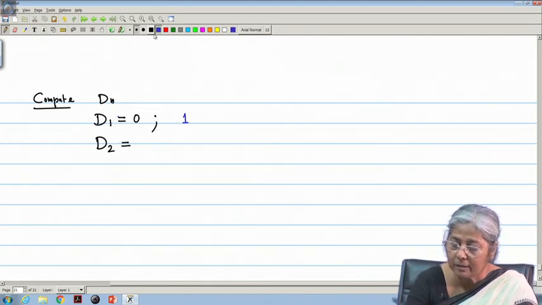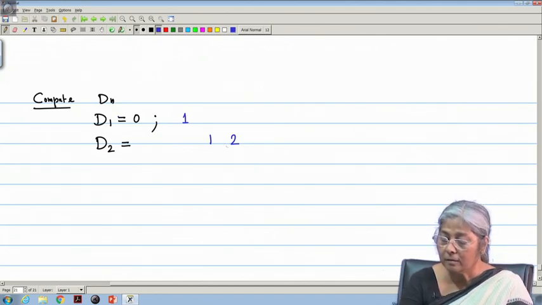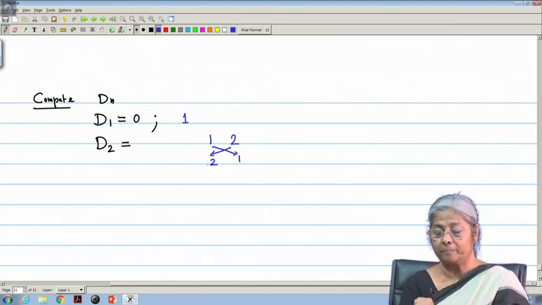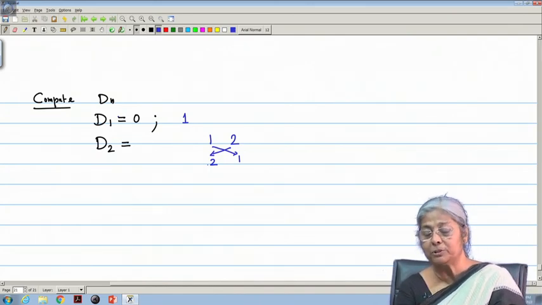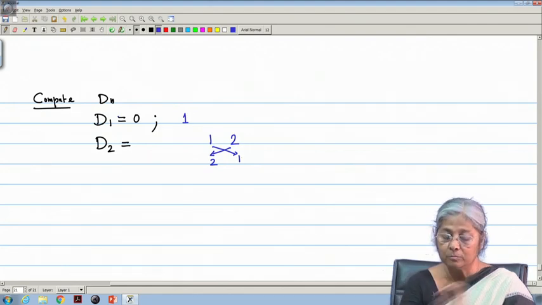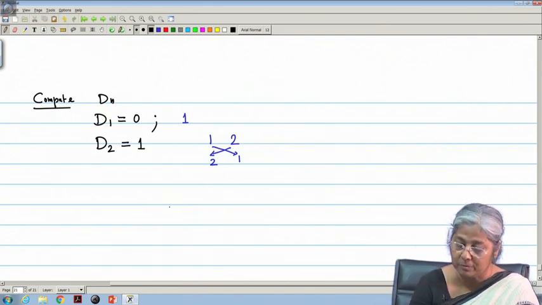Now, see, I have 1 and 2. The permutation output should be 2 here and 1 here. So, this is the permutation I want. That means only one permutation is possible with 2 elements where they do not get their own position. Here 2 comes here, and 1 comes here. So, my D2 is only 1, because I have only one permutation possible.